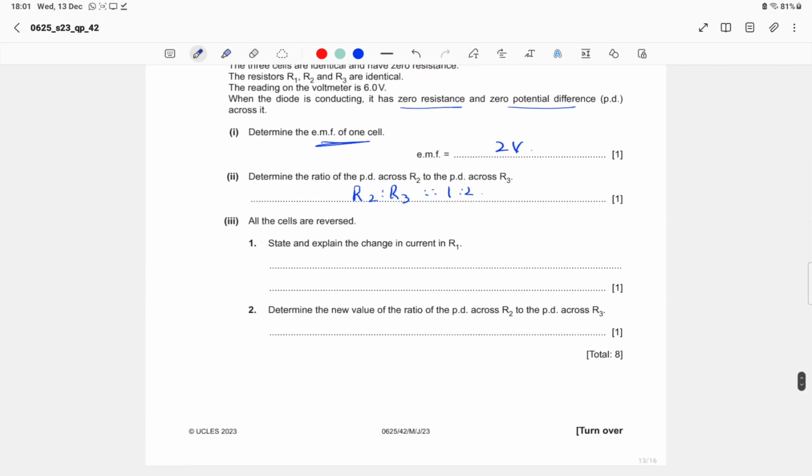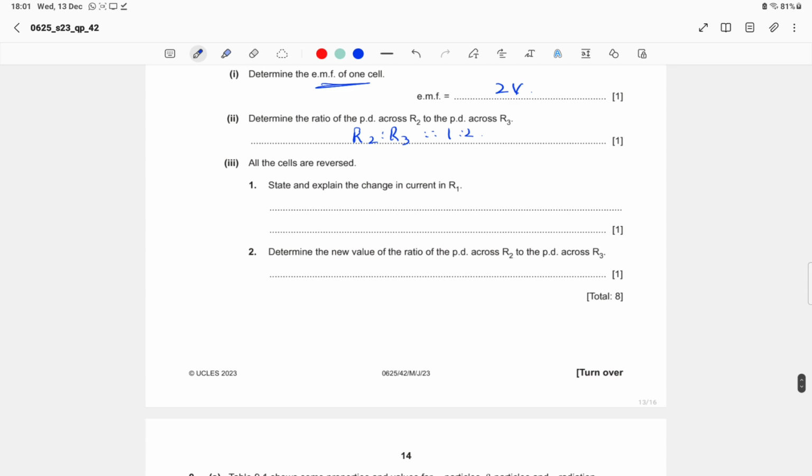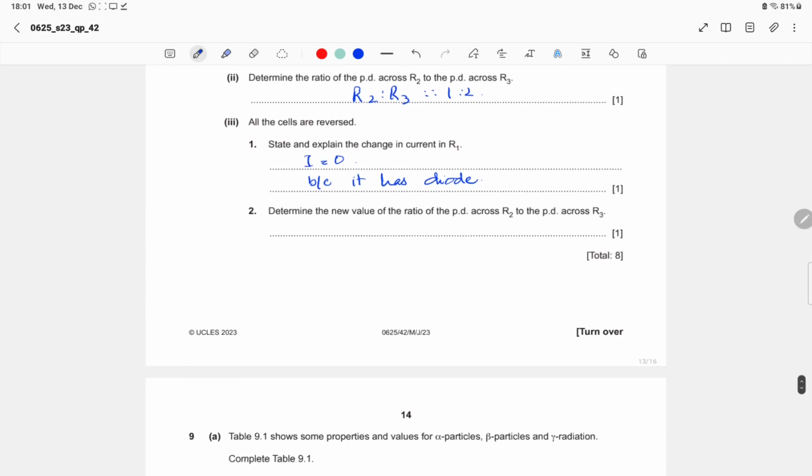All the cells are reversed, so if you do that, the current in the circuit will be zero. Why? Because it has a diode, and a diode does not let the current flow in the opposite direction in a circuit.